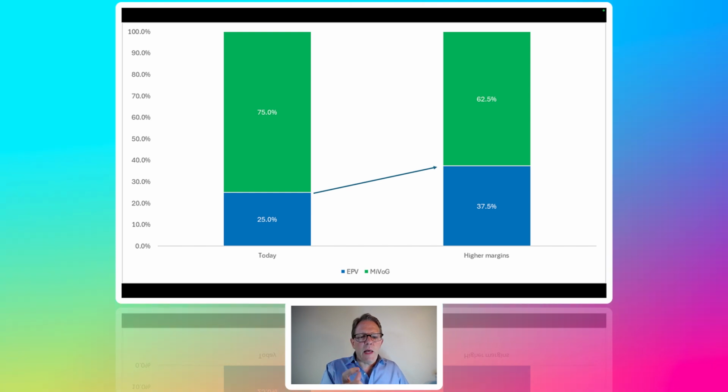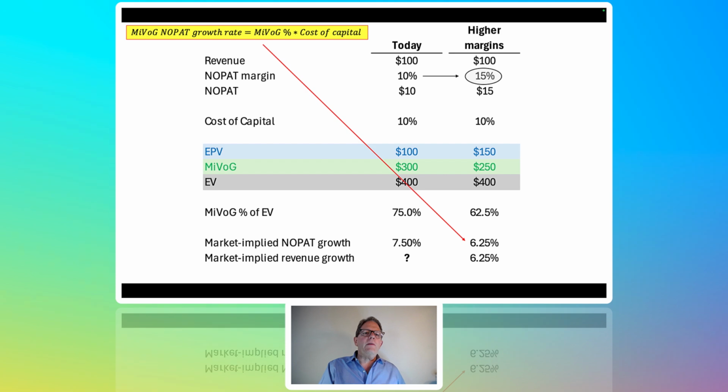Now the 75% today, market-implied value of growth, has two components, revenue growth and margin expansion. I want to tease out how much of that is margin expansion and how much is market-implied value of NOPAT growth, which then, once the margins have expanded and we reach steady state, equals the market-implied value of revenue growth because margins will now be steady state. That's all I'm trying to capture. And so the market-implied value of NOPAT growth equals, as we know, 10 times 10%, your cost of capital, times your market-implied value of growth percentage.